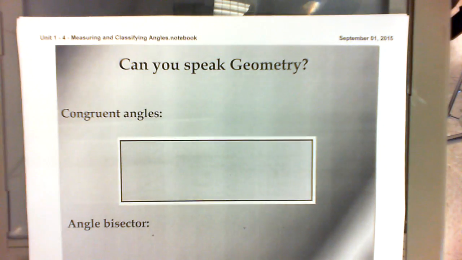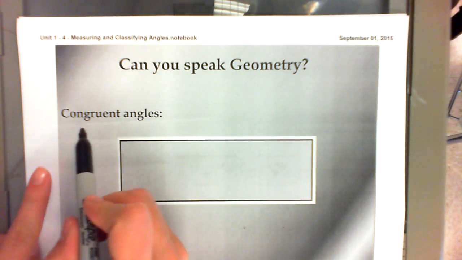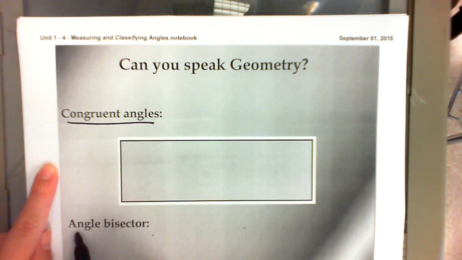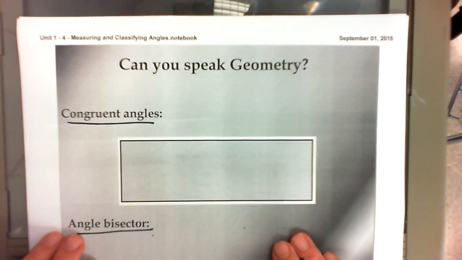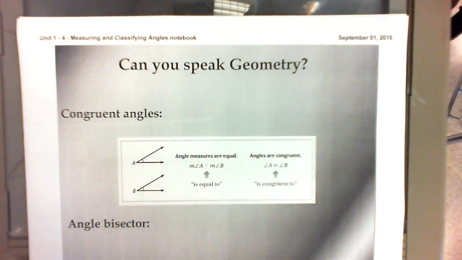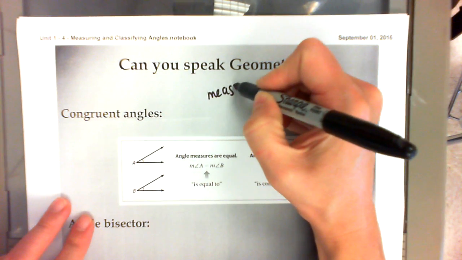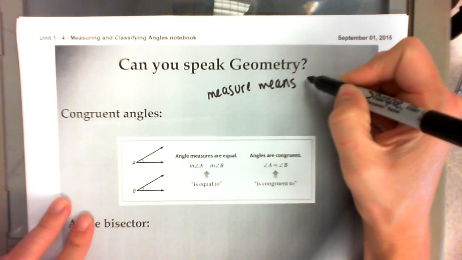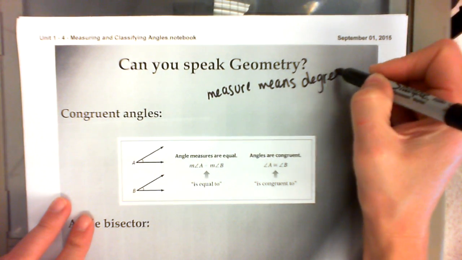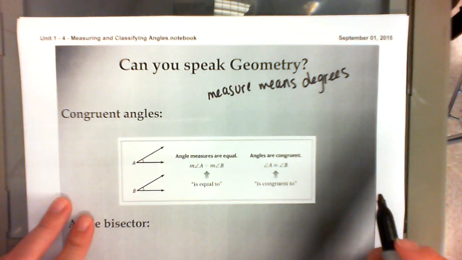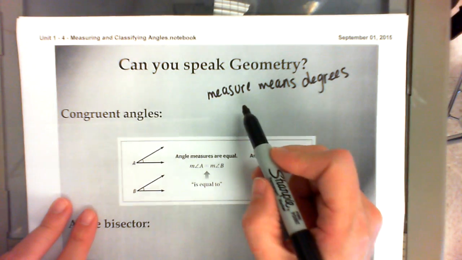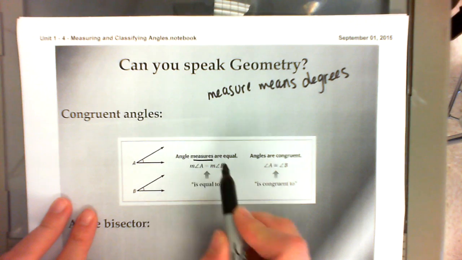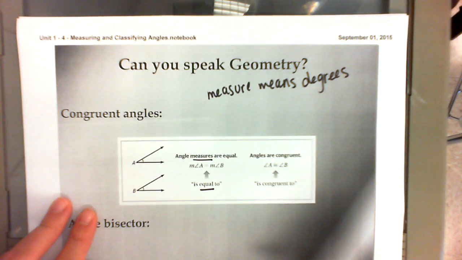Okay, two terms. Please write these down in your notebook. Congruent angles and angle bisector. Congruent angles are angles whose measures are equal. Measure means degrees. Okay, and we use measure and equal. So angles measure and are equal to.